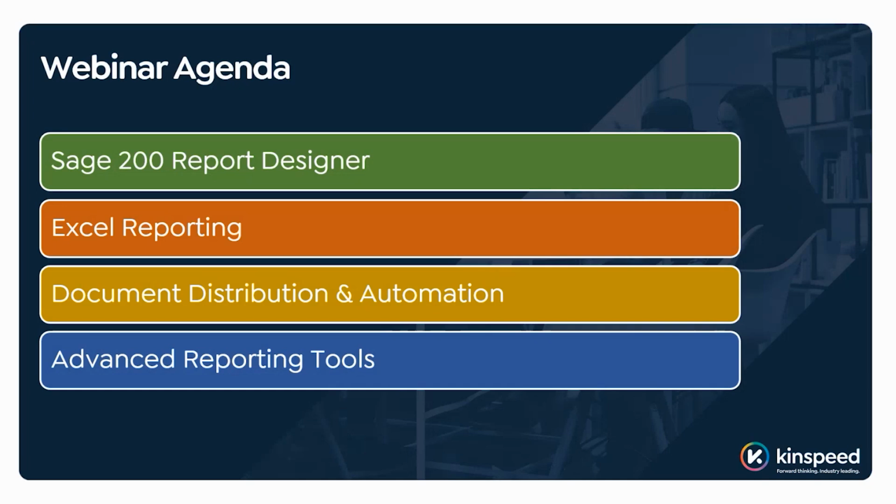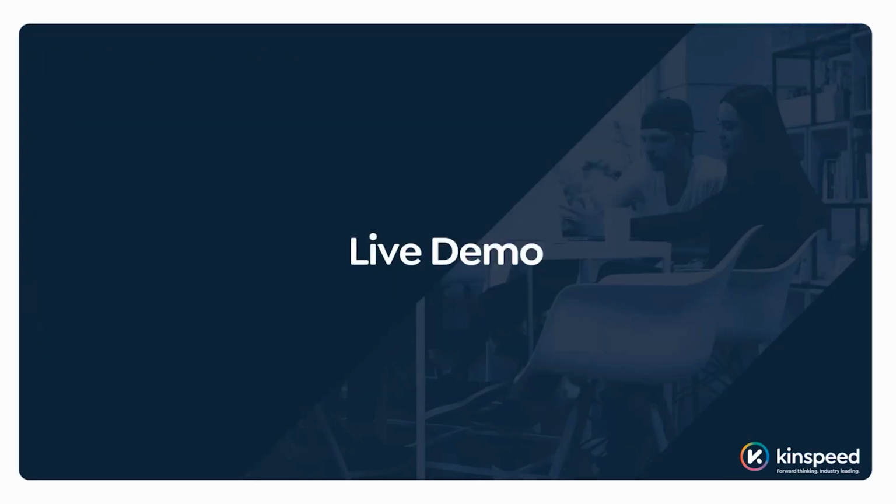For the agenda, I'm going to look at Report Designer first and show you a few things that you maybe didn't know. Then look at something called Excel reporting in Sage 200, which I think is a bit of a hidden gem for those who haven't tried it. Hopefully I'll show you a few things in there that you might like, gradually going through the gears. Then looking at some other automation tools and document distribution tools, a nice efficiency increase and time saving. And then we'll look at some of the advanced reporting, so dashboards, KPIs, business intelligence tools. I'm going to go straight into the demonstration and start showing you around the system.